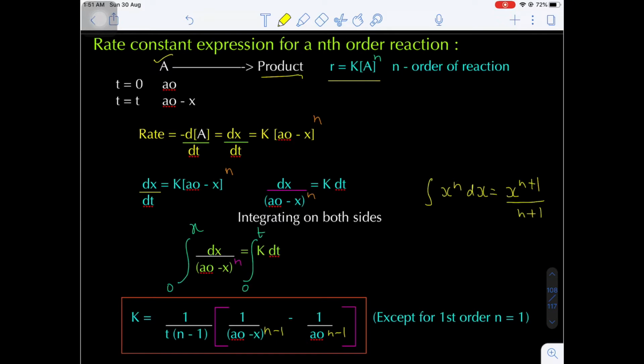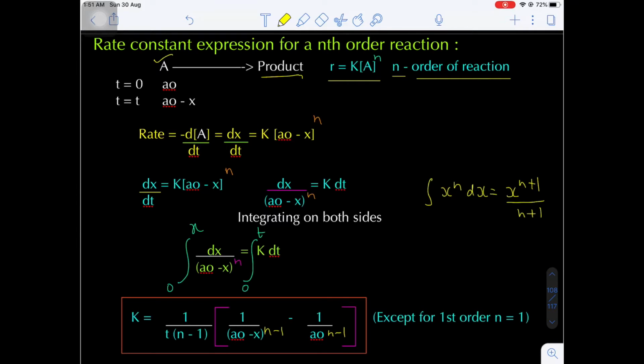What is the power here? n. The exponent of the concentration term, that is n, is referred to as the order of a reaction. What is the order of a reaction? It is the sum of the powers of concentration terms in the rate expression of a reaction.